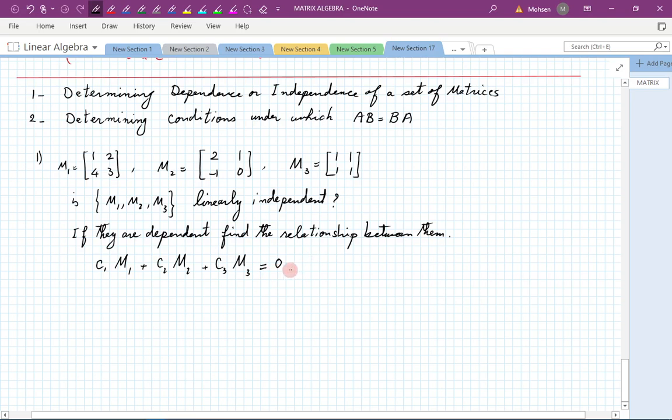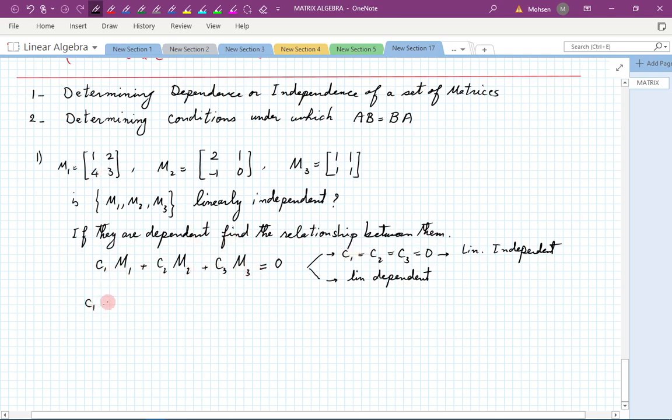If it turns out, so we look at this equation, one of two things is going to happen. If the only conclusion we get is that C1 and C2 and C3 are all 0, must be 0, in that condition we conclude that they are linearly independent. Otherwise they will be linearly dependent. And whatever information that we get out of that for C1, C2, C3, that is going to be what is going to give us the dependence of them. So that's what I'm going to do.